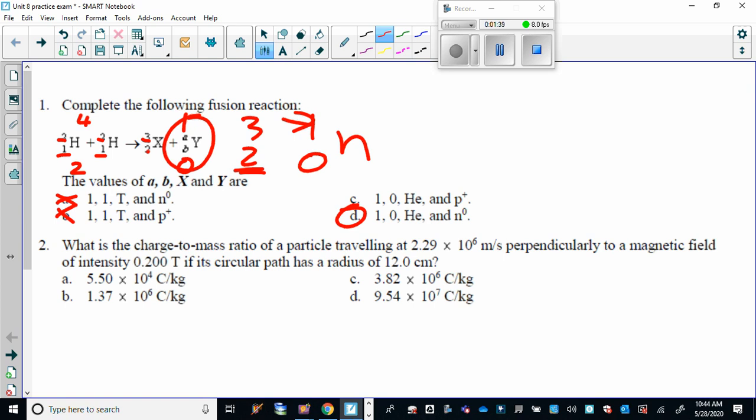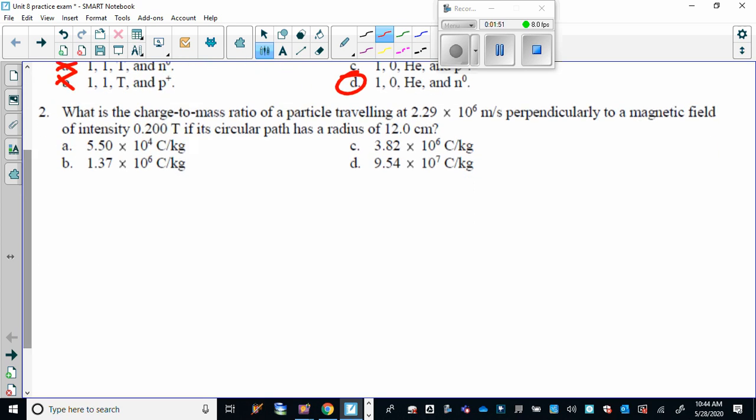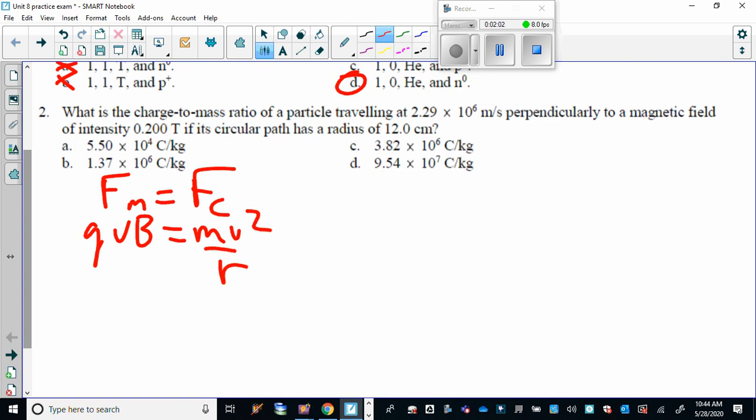Number 2, what is the charge to mass ratio of a particle traveling at that velocity perpendicular to a magnetic field of that intensity, on a circular path with that radius? So we're dealing with a charged particle in a magnetic field, and it will go in a circular path. Therefore, the magnetic force equals the centripetal force. QVB equals mv squared over r, and we want the charge to mass ratio, so we're solving for Q over m.